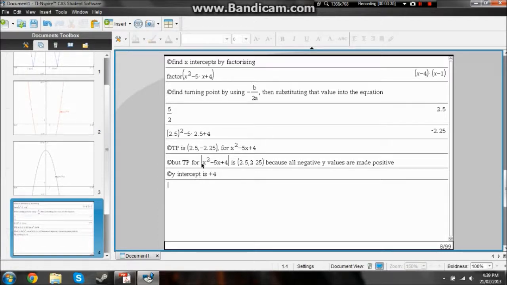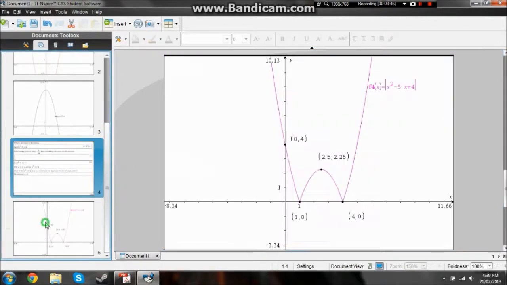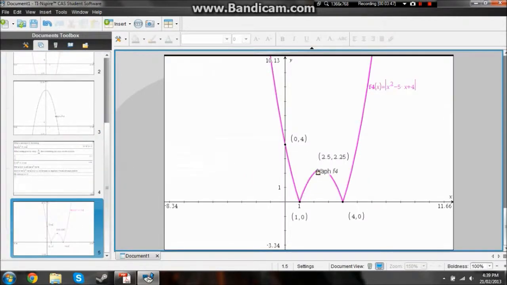If you use the modulus version of that equation, the y value is made positive because it's flipped up to the other side, and the y-intercept is plus 4 because that's what it says at the end there. And that's what the graph looks like. See the 2.5 and 2.25, because it would be down here, but the modulus flipped it up. And those are the x-intercepts, 4 and 1 as we found, and the y-intercept 4.